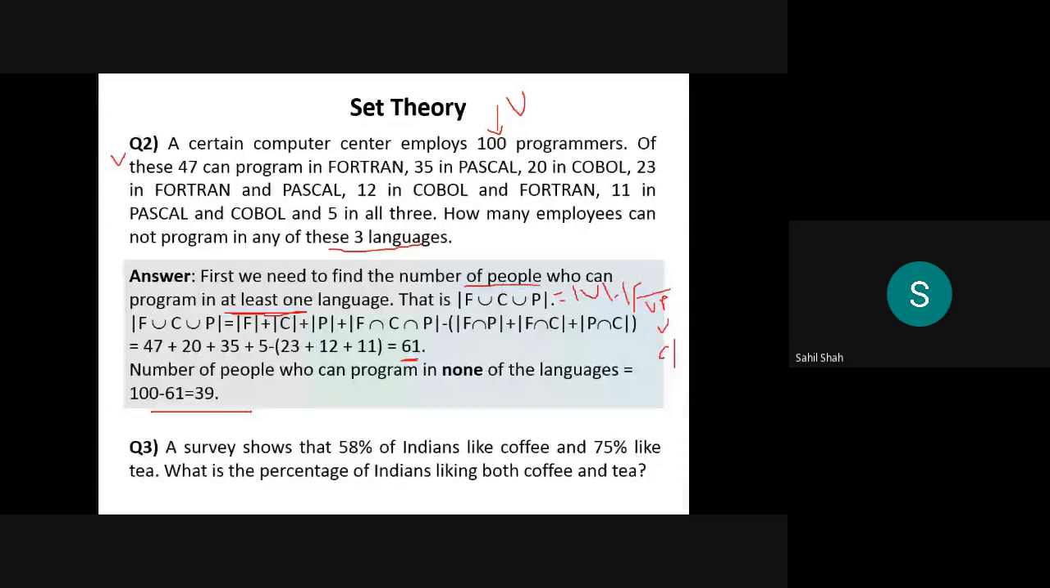Very clear. Go for the third one. Let me know the answer for the third. If there is a percentage, you will be picking up direct values, that is 58, 75 likewise. The percentage symbol can be skipped, and while writing your final answer, again put the percentage symbol. So it is given that 58% of Indians like coffee and 75% like tea. What is the percentage of Indians liking both coffee and tea?